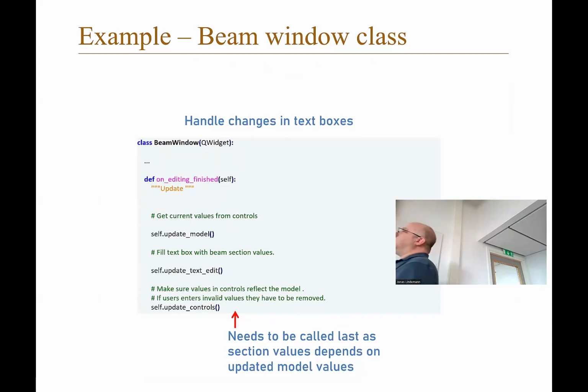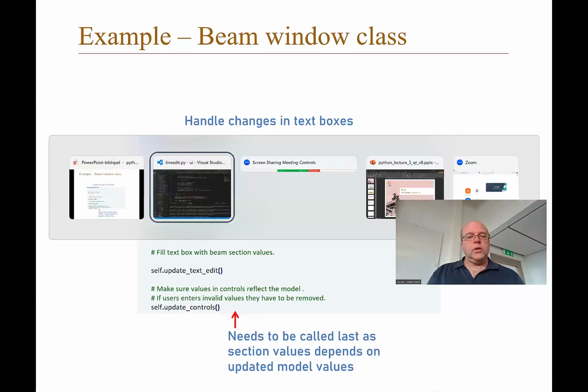And then, what happens when the user edits the text boxes? So on editing finished is called when the text control has finished. We call update model to read the text boxes. And then we call update text edit here to fill the text box with values. And then also update controls again. If something was wrong in the conversion, we update controls again to show the values one more time. Because if you enter an empty value in the control, update model will handle that, but will not update the control itself. This will display the values again.